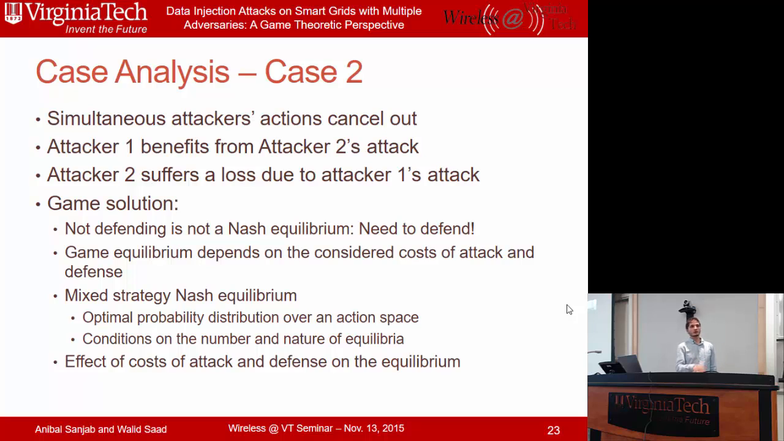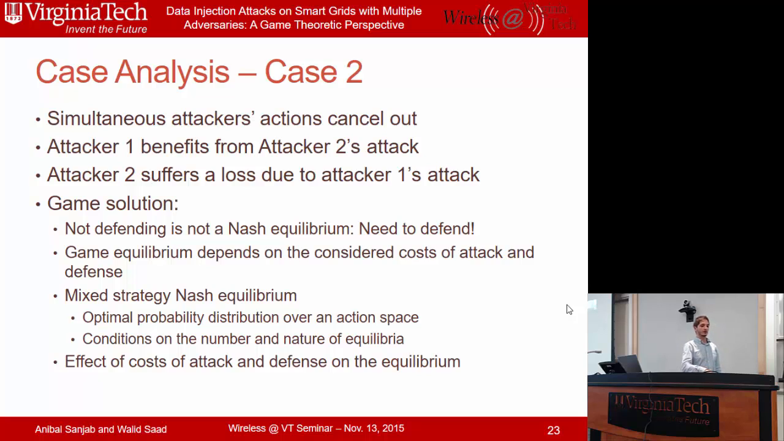The second case we treated is also a case following the first proposition, showing that when they both attack, their attackers also cancel each other out. However, in that case, attacker 2 suffers a loss due to the attack of attacker 1, while attacker 1 benefits from the attack of attacker 2. All right? In that case, we have proven that non-defending in that case is not an equilibrium.